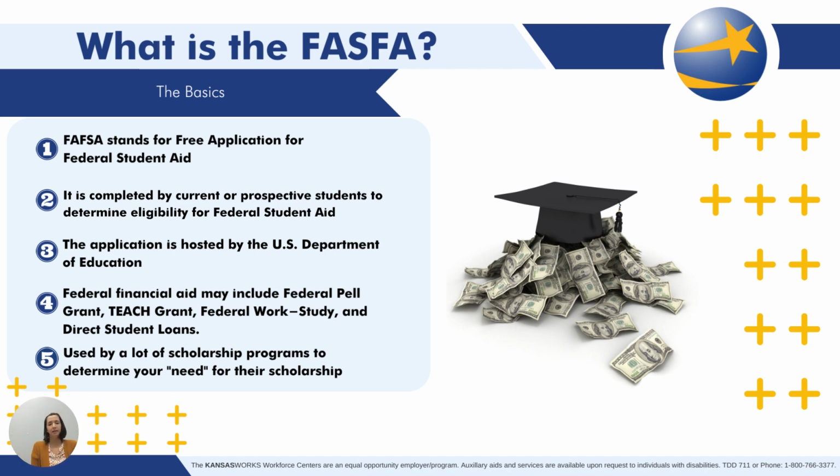Hi, everyone. So my name is Laura Allison. I am the Financial Aid Director at Independence Community College, and I've been in financial aid for almost 9 years now. So we deal a lot with the FAFSA. It is the Free Application for Federal Student Aid. It would be completed by a current or prospective student so that they can determine what they can receive in federal student aid opportunities. It's hosted by the U.S. Department of Education, so it is a federal form. And once you complete the form, it will allow a college or a university to determine what aid you're eligible for, including federal Pell Grants, TEACH Grants, federal work study, and direct student loans. In addition to the federal student aid opportunities, a lot of scholarship providers and institutions use the FAFSA to determine your need for their scholarships and their aid.